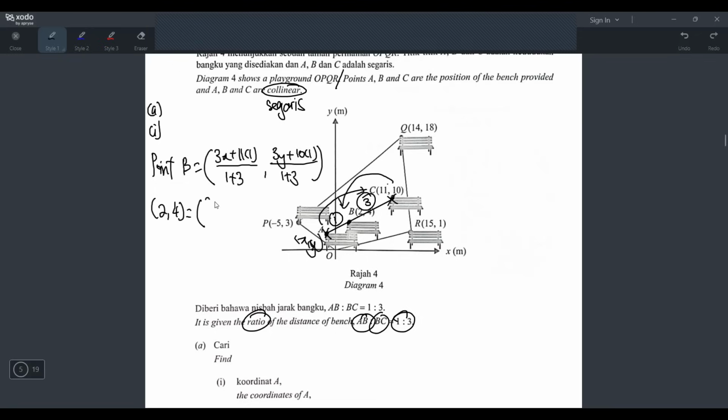Okay, let's continue. 3x plus 11 times 1 is 11, divided by 4. And this one is 3y plus 10 divided by 4. And now we can compare side by side. The x coordinate can be compared with the x coordinate. So 3x plus 11 over 4 equals 2. So 3x equals 8 minus 11, negative 3, divided by 3, x equals negative 1. And then the other one is the y coordinate, which is 3y plus 10 over 4. It can be equal to the y coordinate on the other side, 4. So I can find my y: 4 times 4 is 16, 16 minus 10 is 6, 6 divided by 3 is 2.